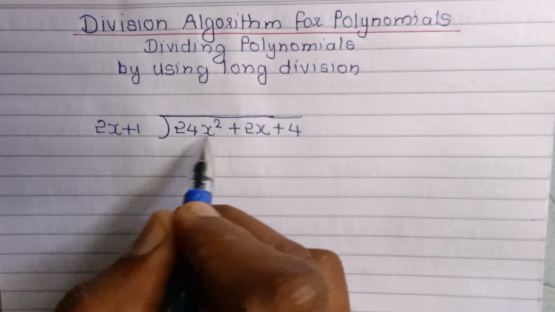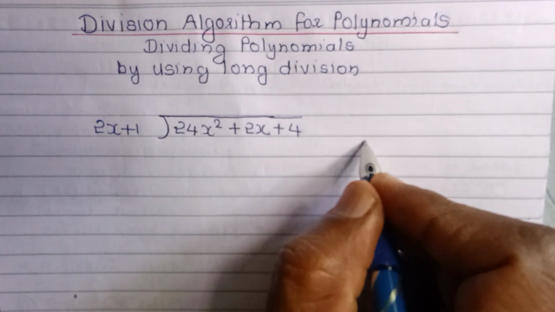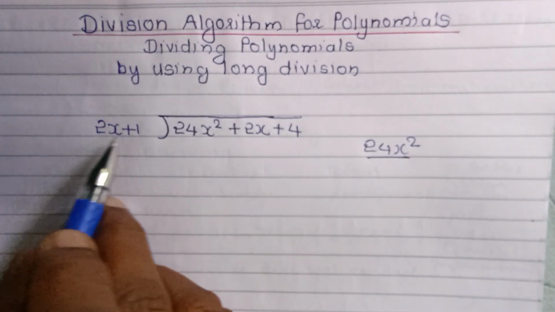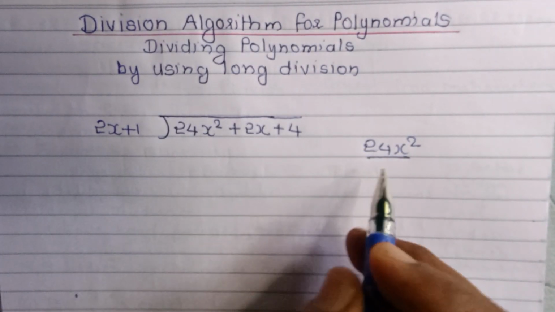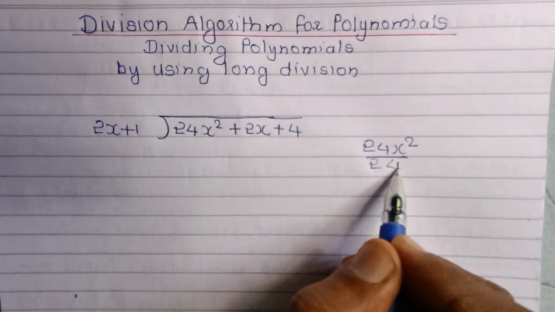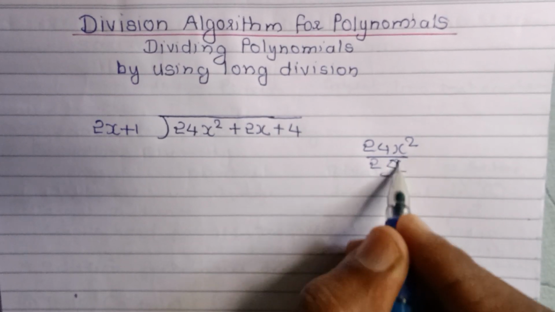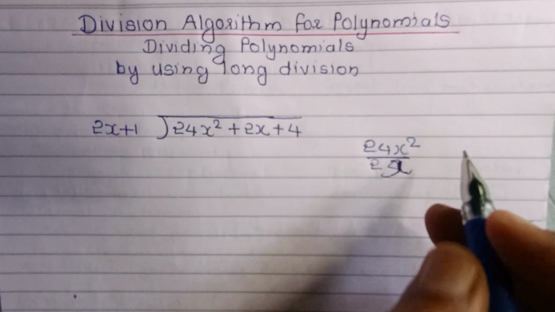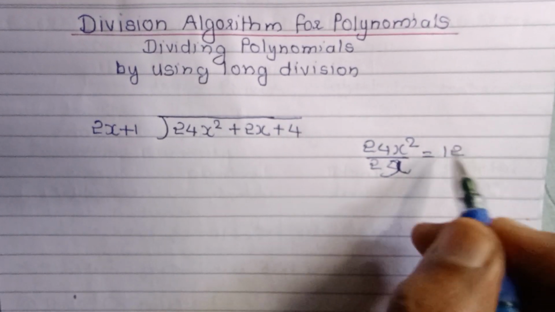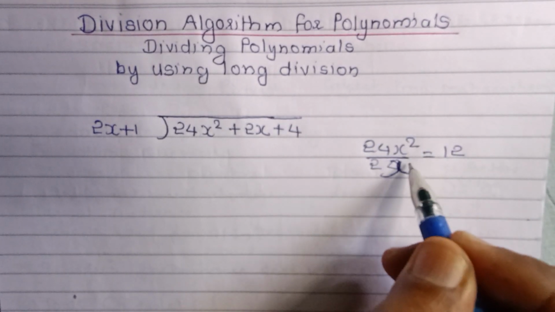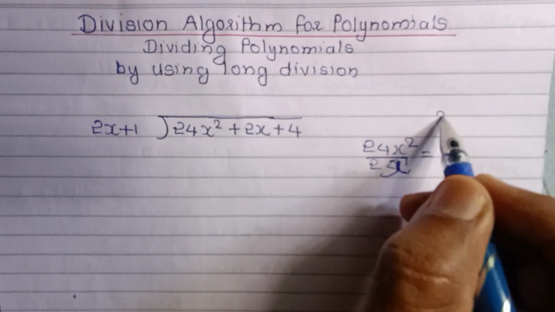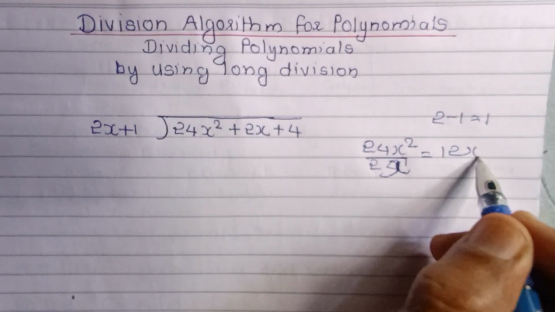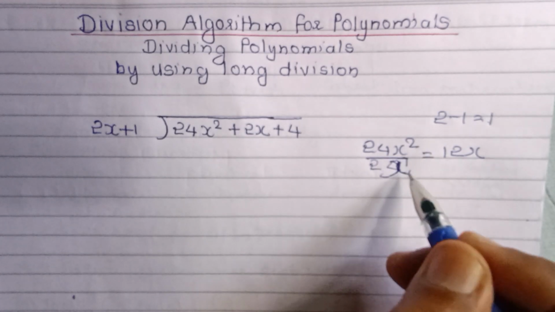What is the leading term of this dividend? 24x square. And what is the leading term of the divisor? 2x. Now you have to divide this. 24 upon 2 is 12, and this is degree 2 and this is degree 1. So 2 minus 1 is 1. Therefore you have to write the variable x as it is, and the degree is 1.